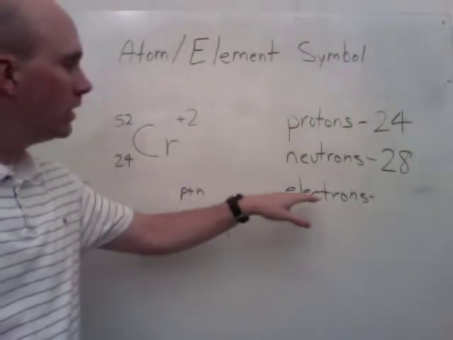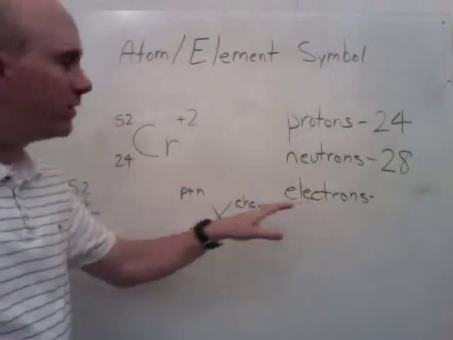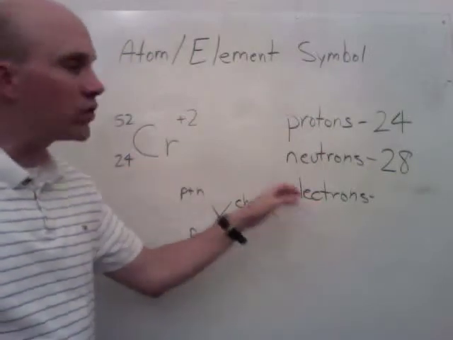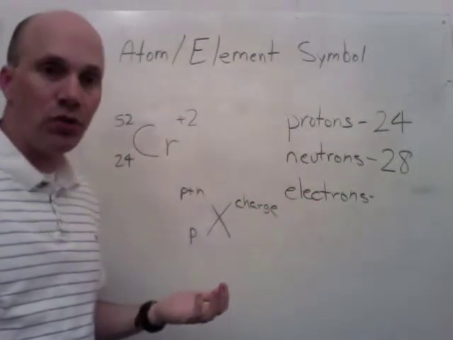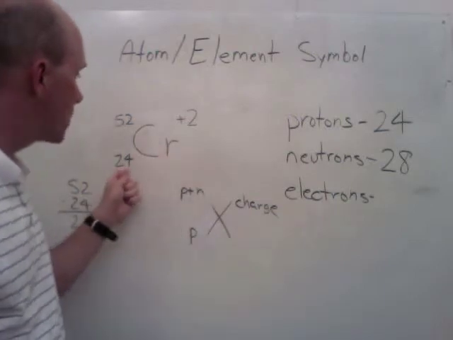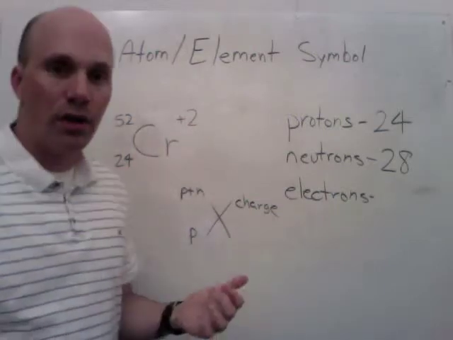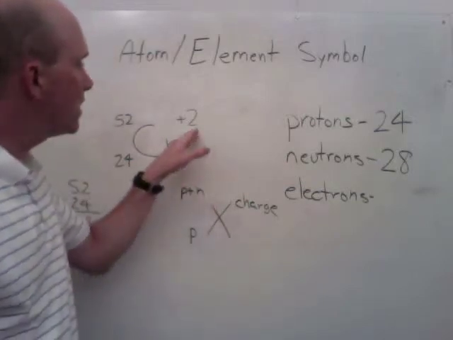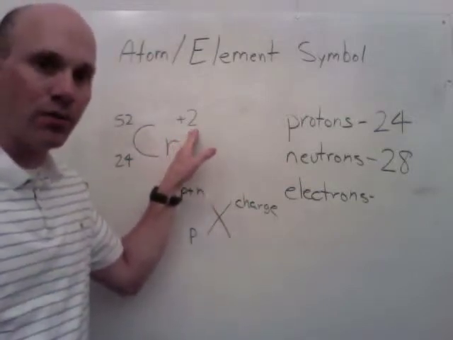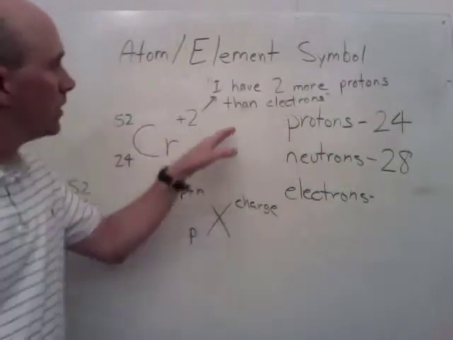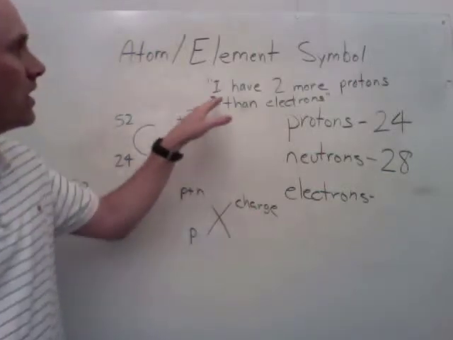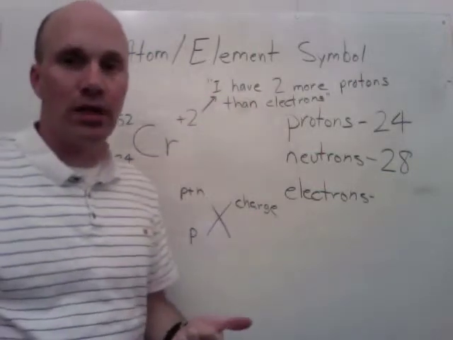And finally, how many electrons does it have? The way that you're going to figure out the number of electrons is through a combination of 2 bits of information. First, it's going to involve the number of protons, but it's also going to involve the charge. And the way I like to think about this is to think that this charge is telling you something. And this is what he's saying. So essentially what this guy is saying is that I have 2 more protons than electrons.